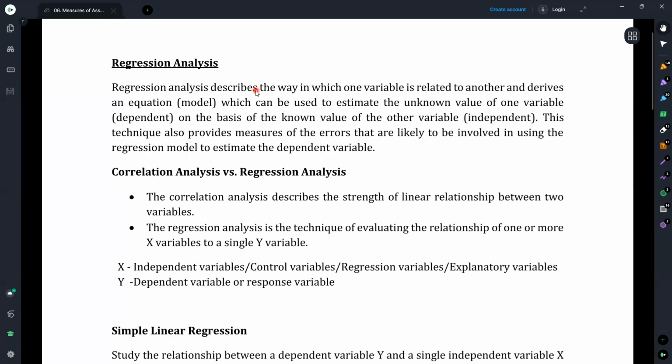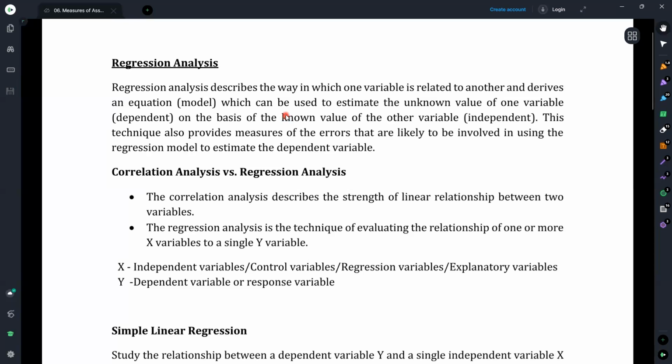When we discussed Pearson's correlation coefficient, we found the strength or magnitude of the relationship using a numerical value. But in regression analysis, we are going to find the strength or the form of the relationship in the form of an equation. Therefore, the equation can be used to predict or estimate the value of a dependent variable if we know the value of the other variable.